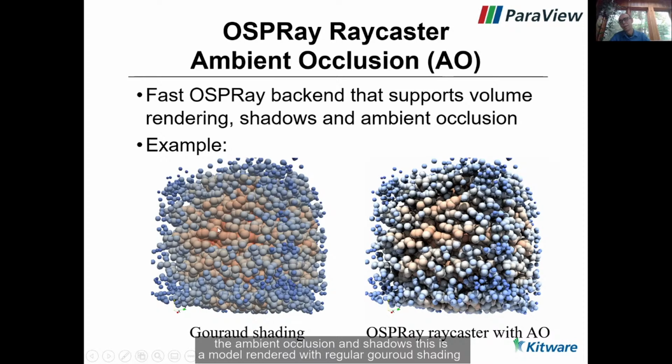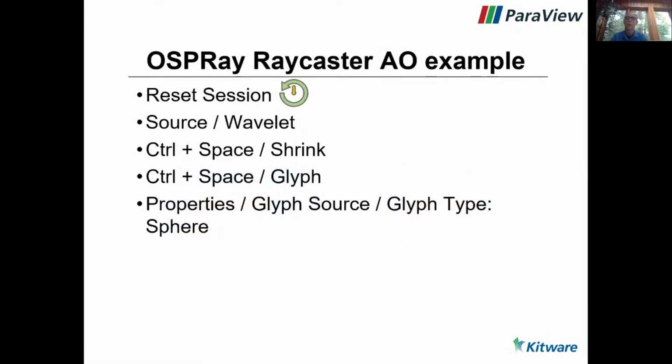This is an example that shows the ambient occlusion and shadows. This is a model rendered with the regular Gouraud shading, and this is rendered with the Osprey raycaster with ambient occlusion, so it looks a lot more lively.